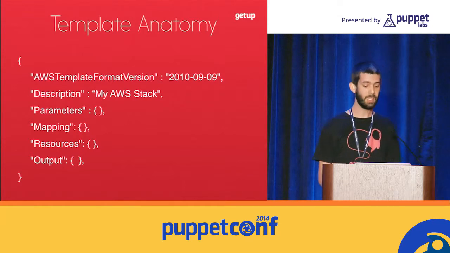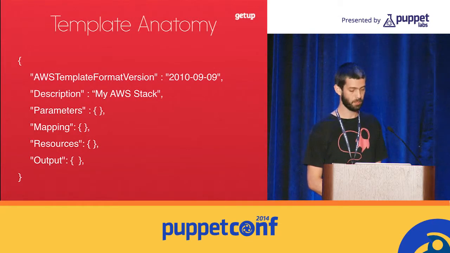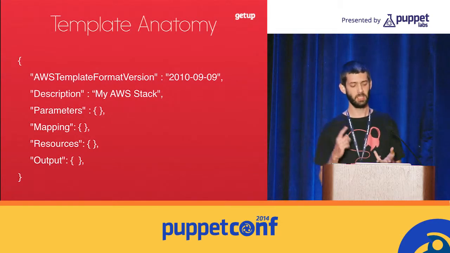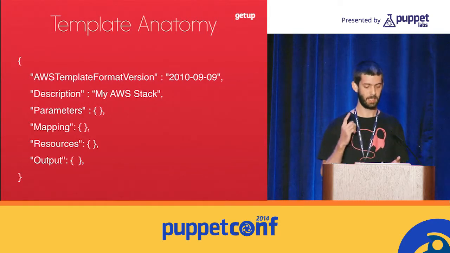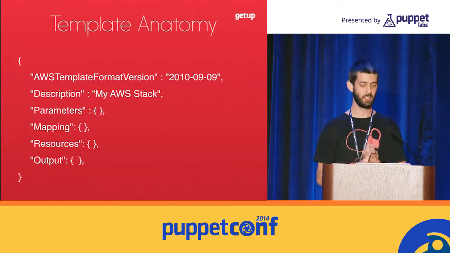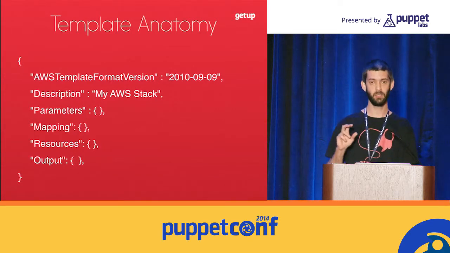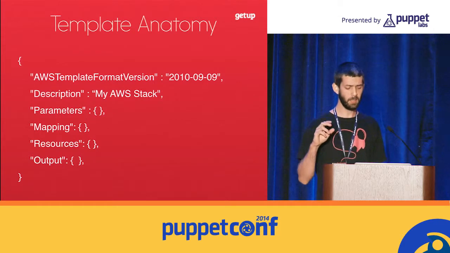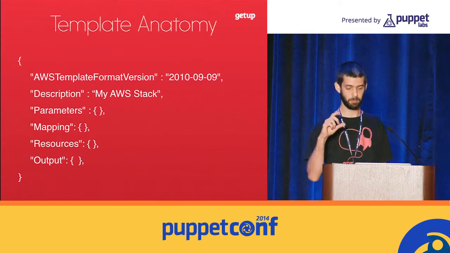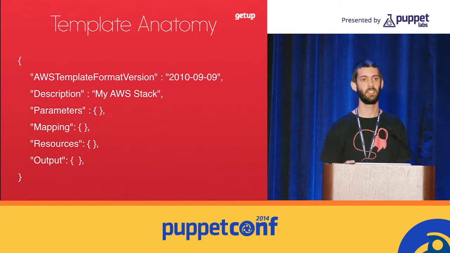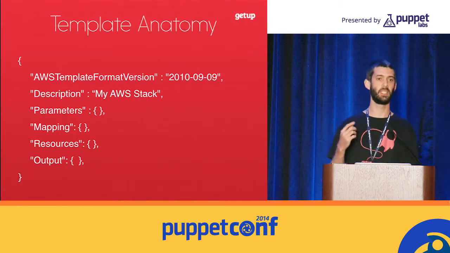The template anatomy is very simple also. You have the format version, the description, parameters, mappings, resources, and outputs. The only mandatory section is the resources. So you can write just a little piece of code and get an S3 bucket running very easily.